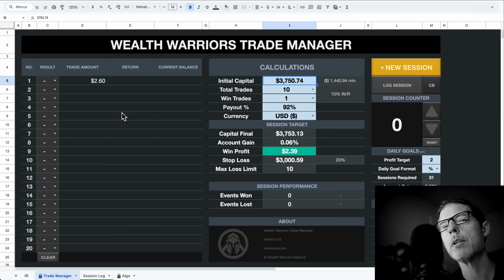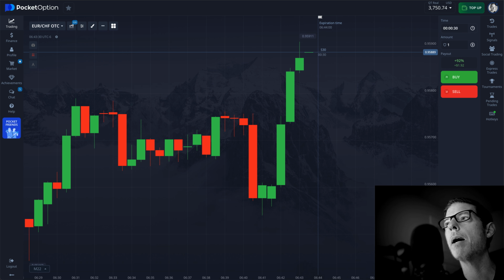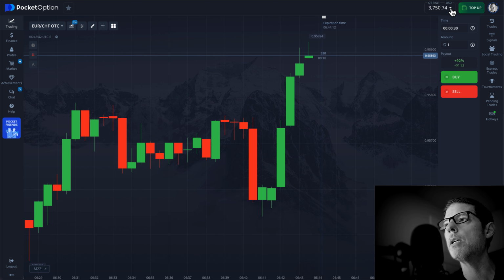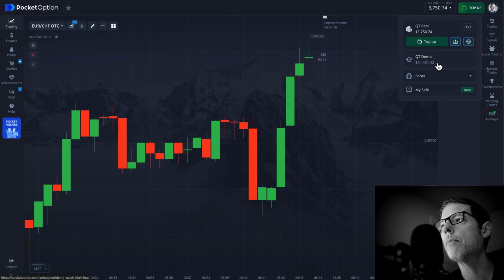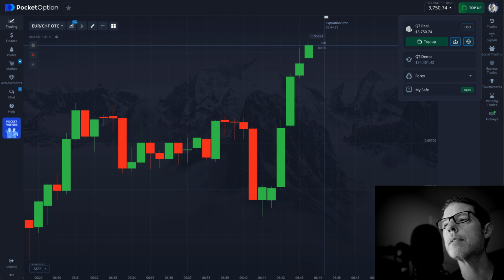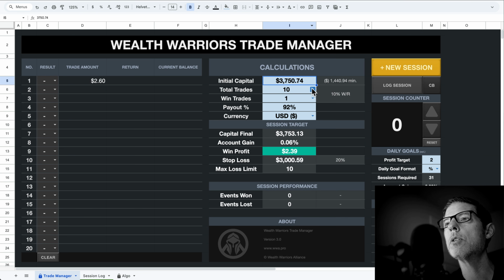What I like about this is that it takes out the guesswork. I don't have to do any thinking. So in the initial capital, I've placed my Pocket Option balance, which is the balance up here. And yes, this is a real account. It's not a demo. Here's the demo. Here's the real account. 37.50.74 is the exact amount that I will place into the initial capital box inside of the Wealth Warriors Trade Manager. It gives me the trade amounts for me.